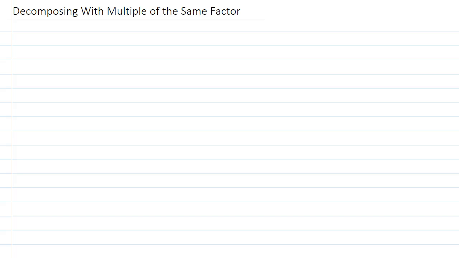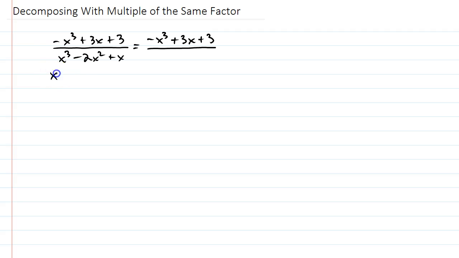So, I have an example prepared here for you guys. It's negative x cubed plus 3x plus 3, over x cubed minus 2x squared plus x. I start by factoring the bottom so that I can tell what my fractions have to be. If I pull out a GCF, I get x squared minus 2x plus 1, and that factors more to be x minus 1, x minus 1.